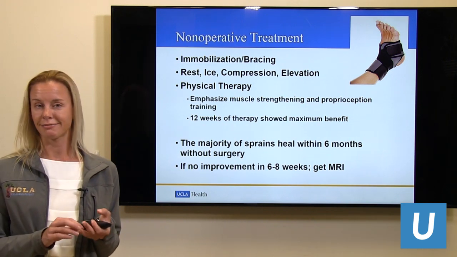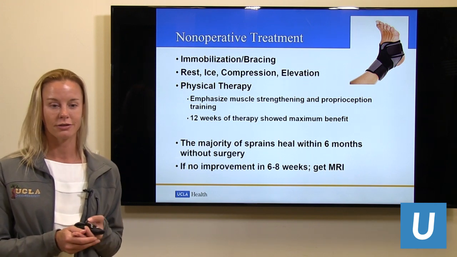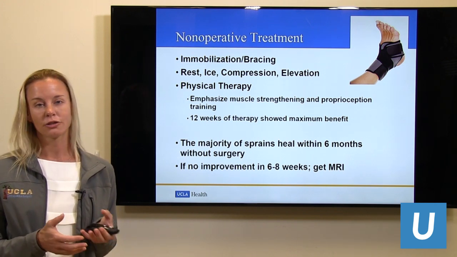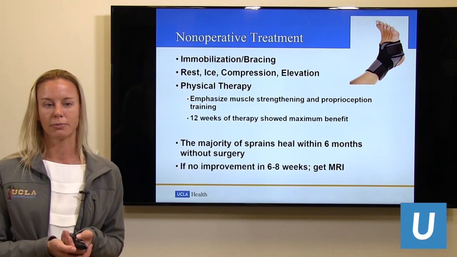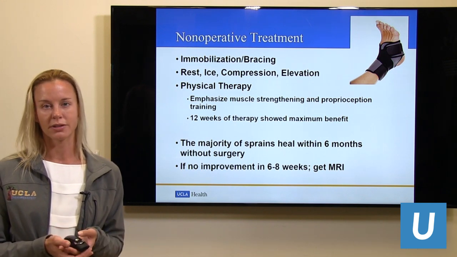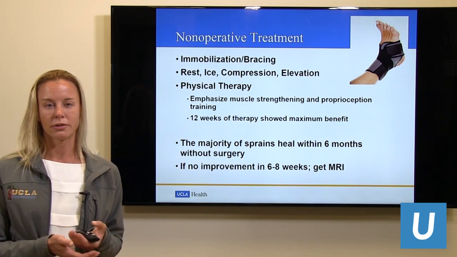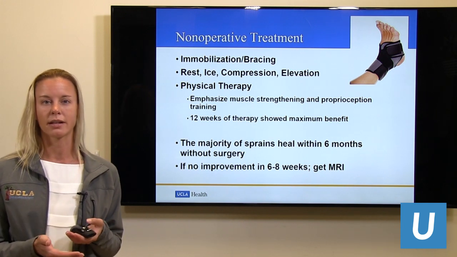Things like rest, ice, compression, and elevation, the things you've probably heard since you were younger playing sports, are usually things that will help with the swelling and the pain. And then physical therapy can help regain the balance and the proprioception. And most of what we found is that at least 10 to 12 weeks of physical therapy is what's required to get the maximum benefit.